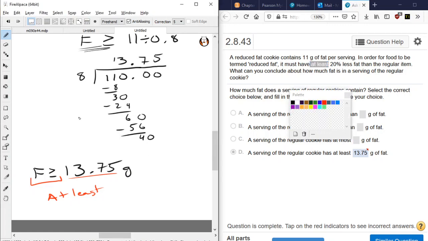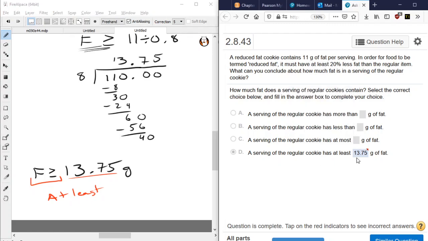Again, if I have 20 grams of fat in the regular thing and I chop that down to 11, that's absolutely reduced fat. Okay. So at least 13.75 grams of fat.